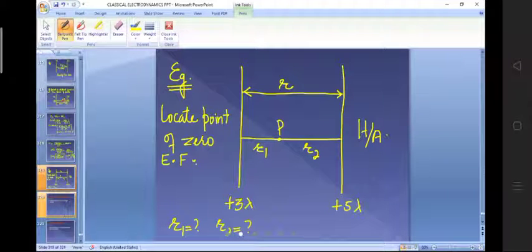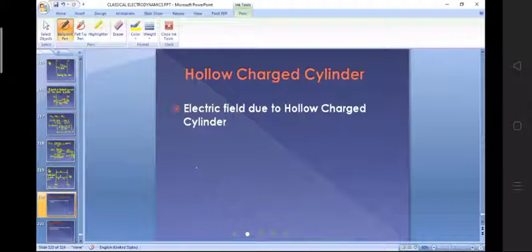Now let's switch to this: electric field due to the hollow charged cylinder. Okay, so it's like this. For example, here we have an infinitely long charged cylinder.